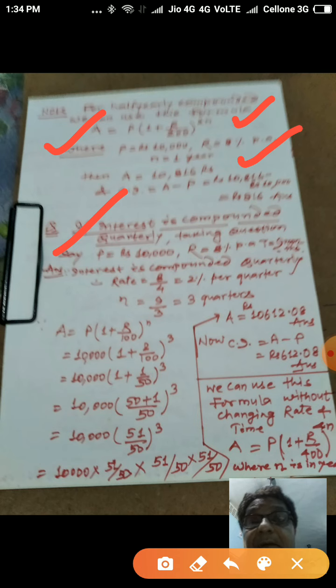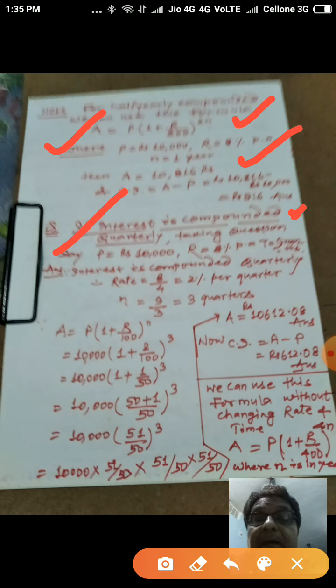Now take one example. Find the compound interest and amount for rupees 10,000 at the rate 8% per annum for 9 months. Here you see, what things are given? Given principal equal to 10,000, rate equal to 8% per annum, and time equal to 9 months. Now the condition is given that interest is compounded quarterly, then what will we do? We will change our rate and time.